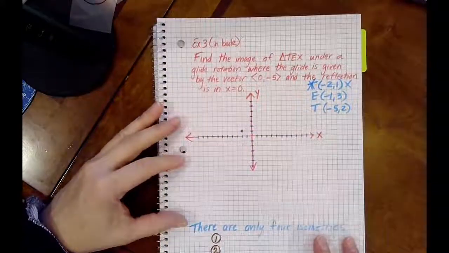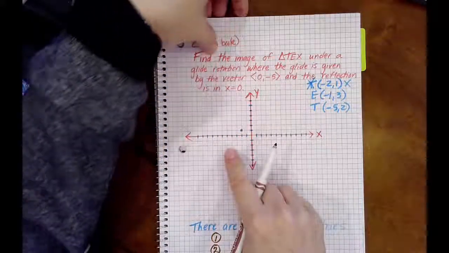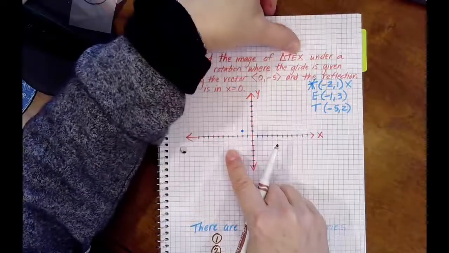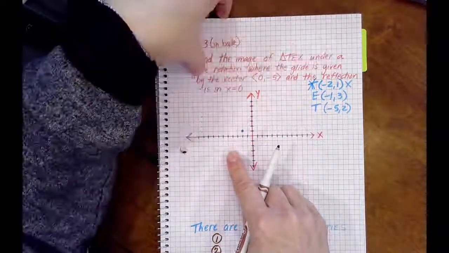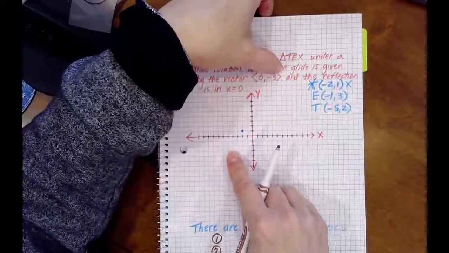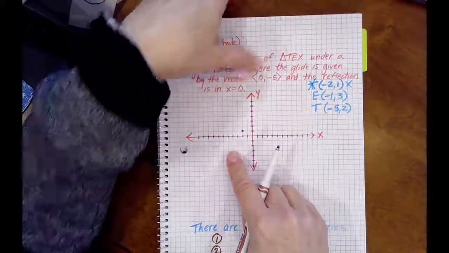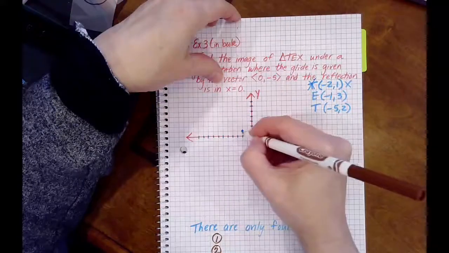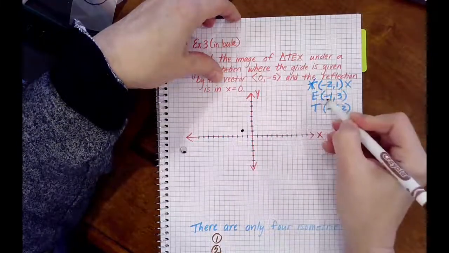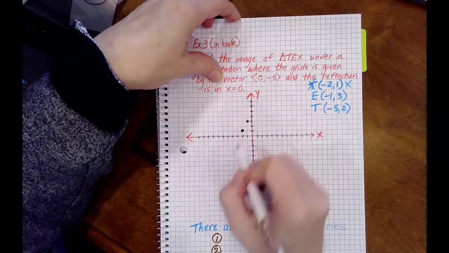Again, pause me whenever you need to, but I'm trying to hurry up and get through this. So what that's going to look like for your homework is this. For example, find the image of triangle TEX under a glide reflection where the glide is given by the vector <0, -5>, and the reflection is in x equals 0. Okay, overlook the mistakes. X is at (-2, 1). E is at -1. That's left 1 and up 3.